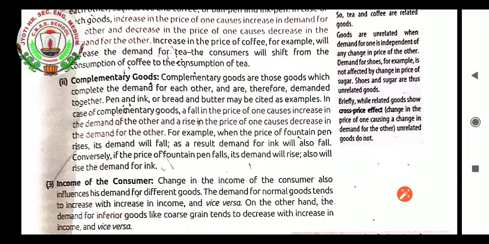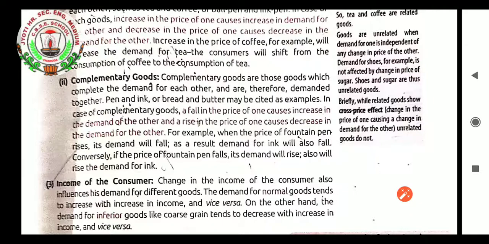So here the concept we are going to learn is that complementary goods are those goods which complete the demand for each other and are therefore demanded together. Pen and ink or bread and butter may be cited as examples. In case of complementary goods, a fall in the price of one causes increase in the demand of the other. A rise in the price of one causes decrease in the demand of the other.